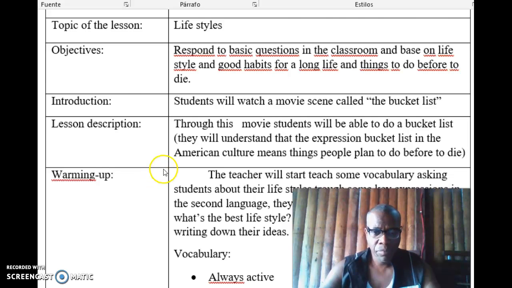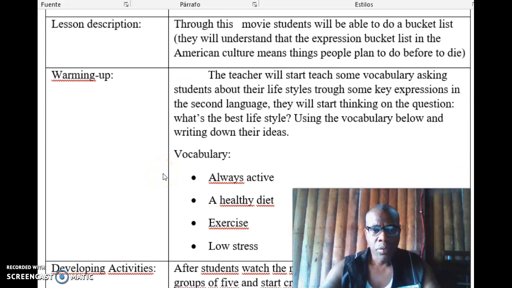And warming up, the teacher will start teaching some vocabulary about lifestyle through some key expressions in the second language. They will start thinking about the question, what is the best lifestyle, using the vocabulary below and writing down ideas and vocabulary such as a healthy diet, exercise, low stress.